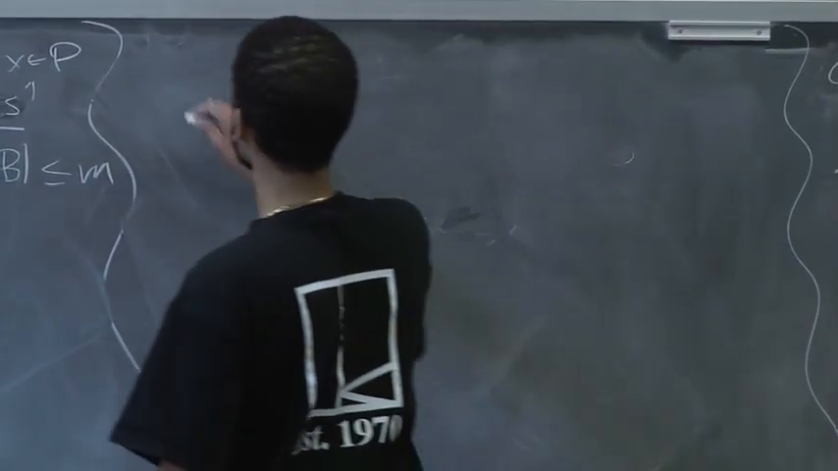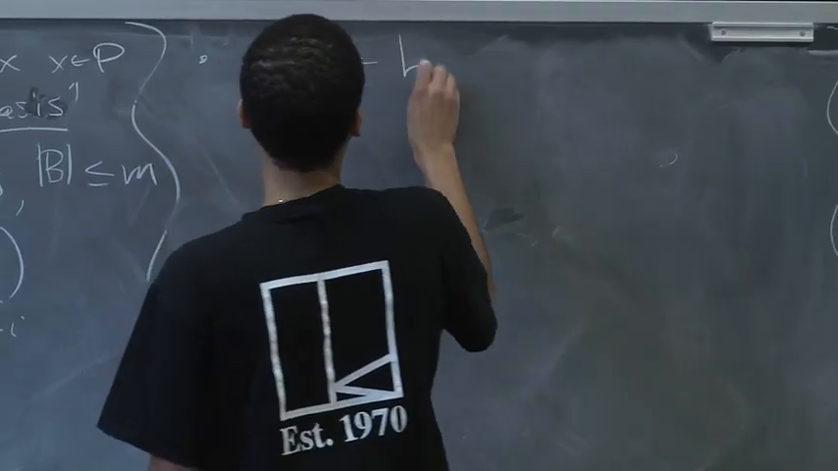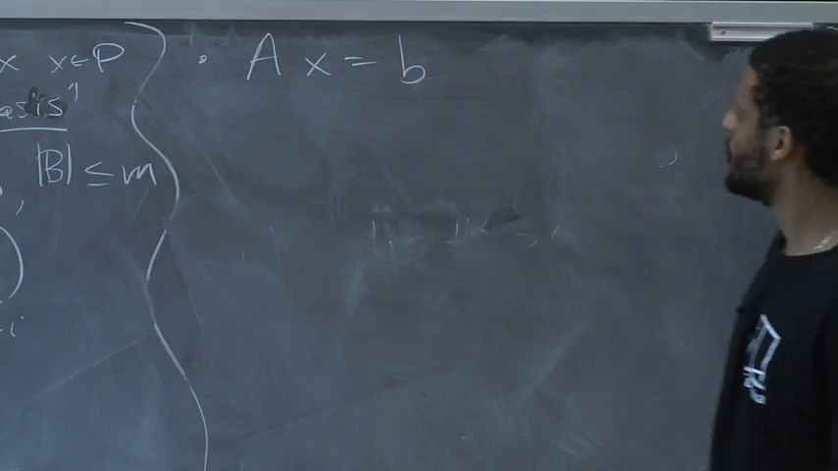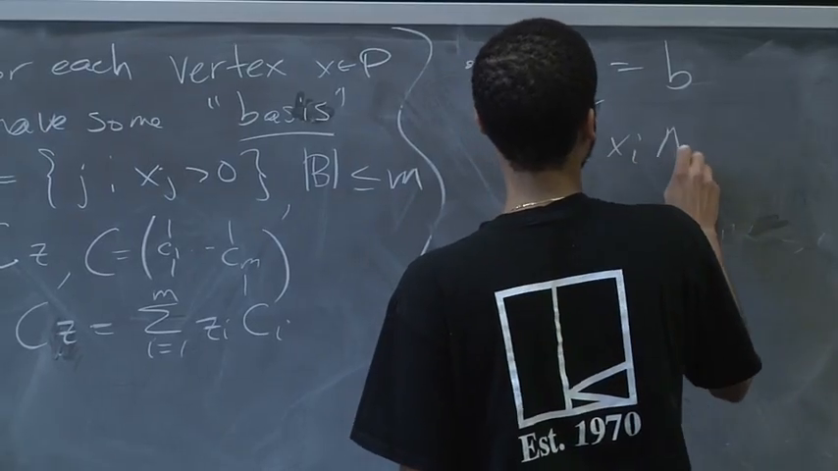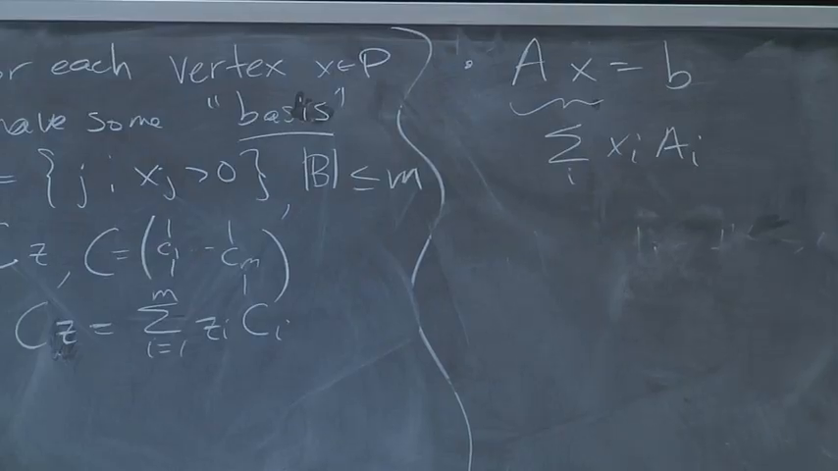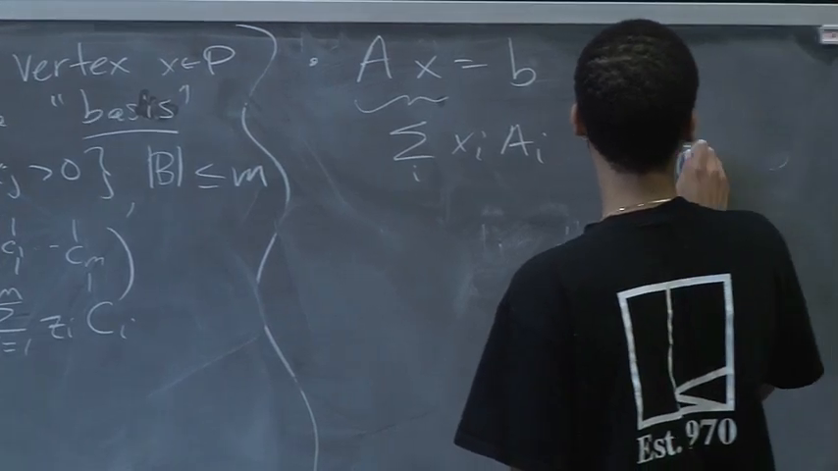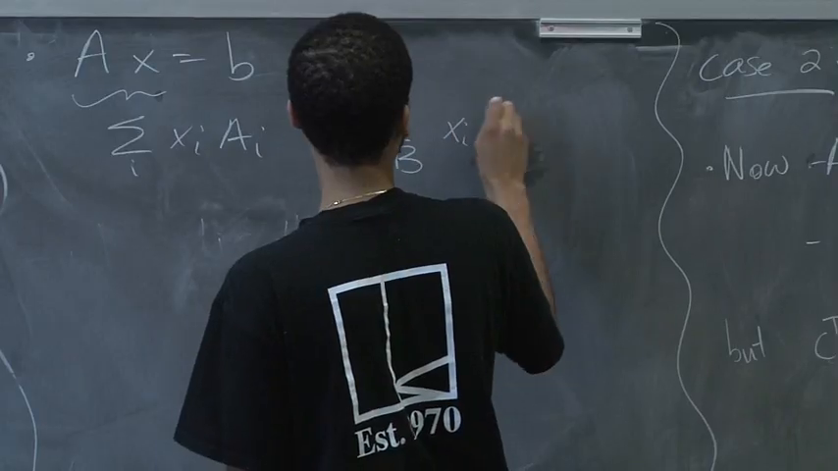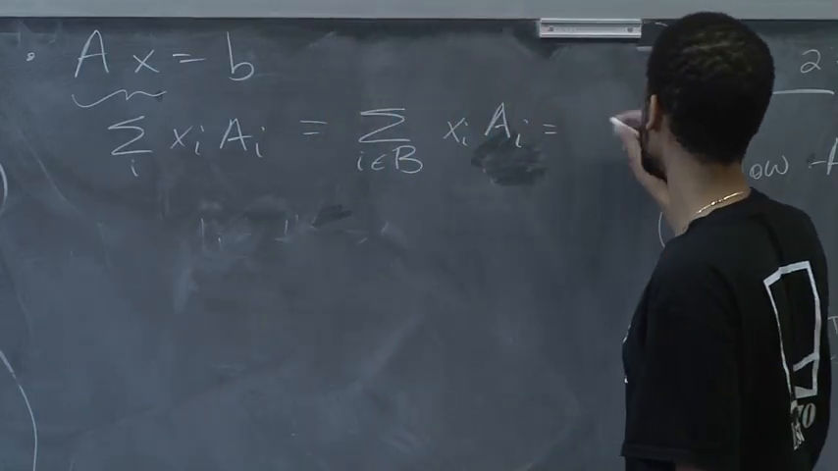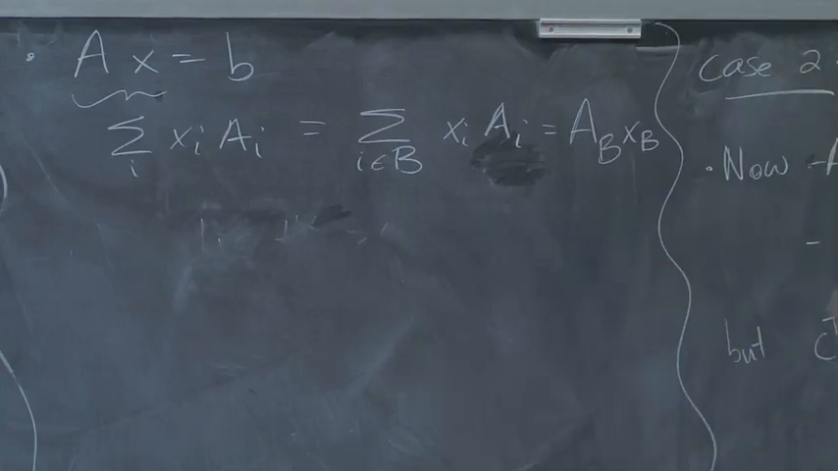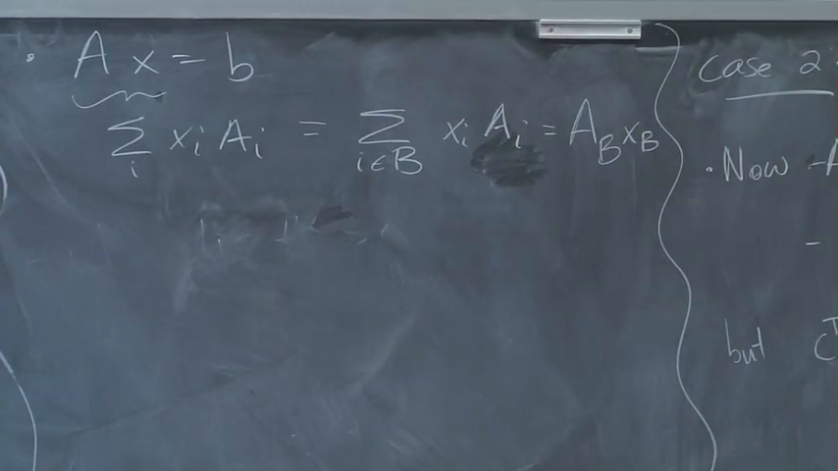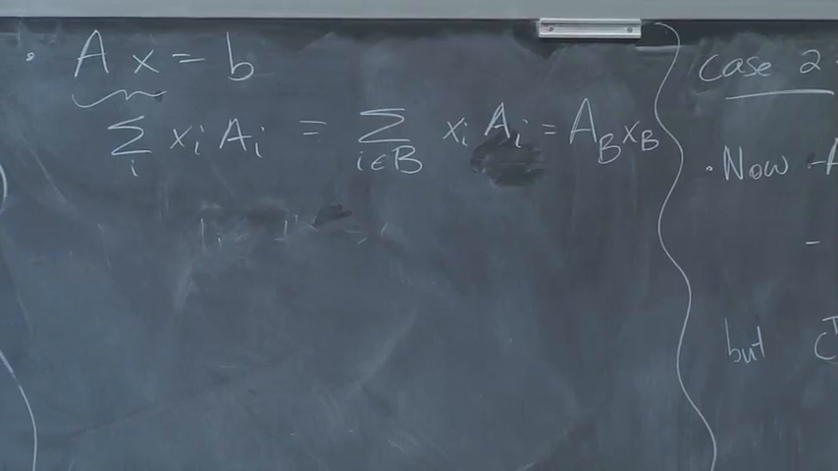So what do I know? I know that Ax is equal to b because this x is in P. So this thing here is just the sum over i of xi ai. But xi is only non-zero for i that are in B. So this is equal to the sum over i in B of xi ai, which I'm going to write as A sub B x sub B. So A sub B is A restricted to the columns in B.